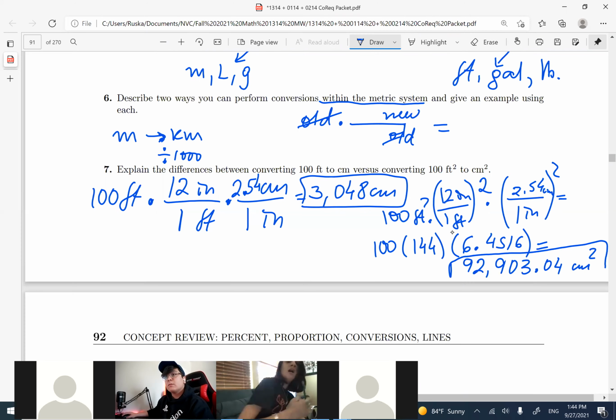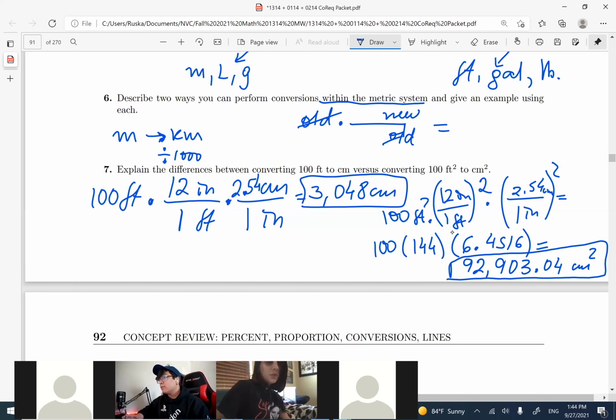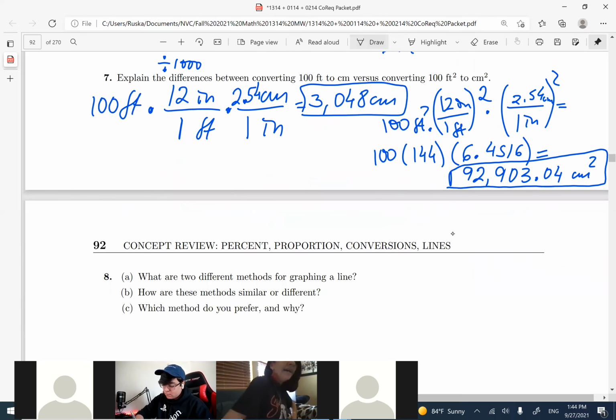If you change square to square, you have to square each unit. So now let me ask you something. What happens if you have cubes, cubic feet to cubic centimeters? You have to cube everything. That's right, you have to cube everything. So keep this in mind when you do this on the test, and just keep it in mind in general. Okay, good job.